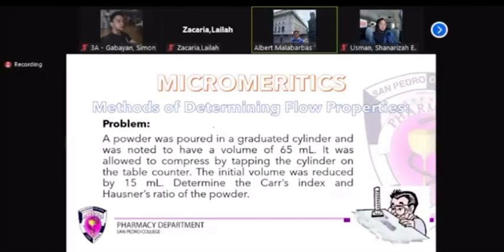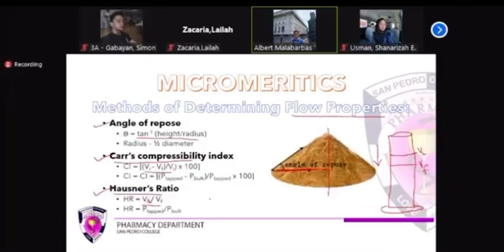Okay, here is an example of a problem. After tapping down, you can compute this problem using Carr's and Hausner's ratio. The initial volume is 65 ml, but after tapping down the cylinder, it was reduced by 15 ml. So the VI is 65. The VF this time is minus 15, reduced by 15 ml. Therefore, the VF is 50. So you get it: VI is 65, VF is 50. You can compute it using these formulas.